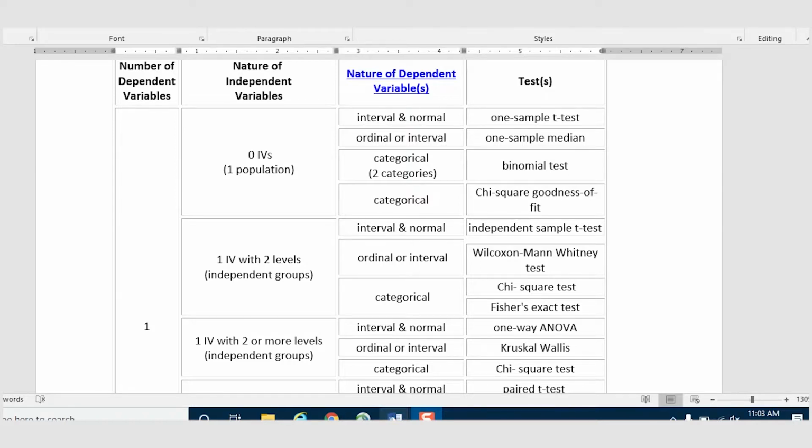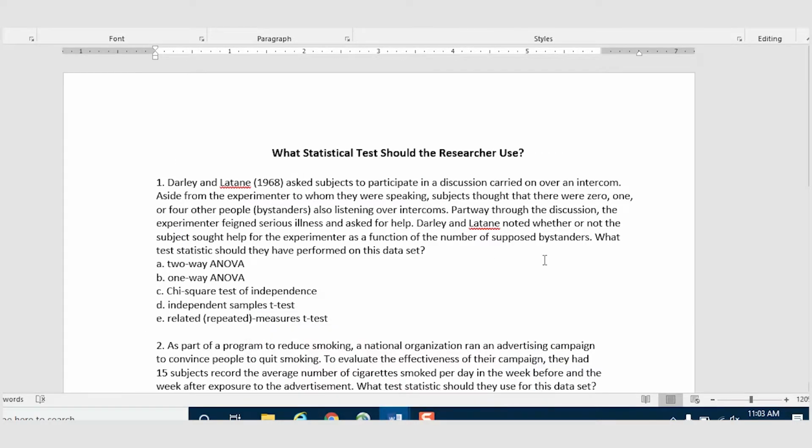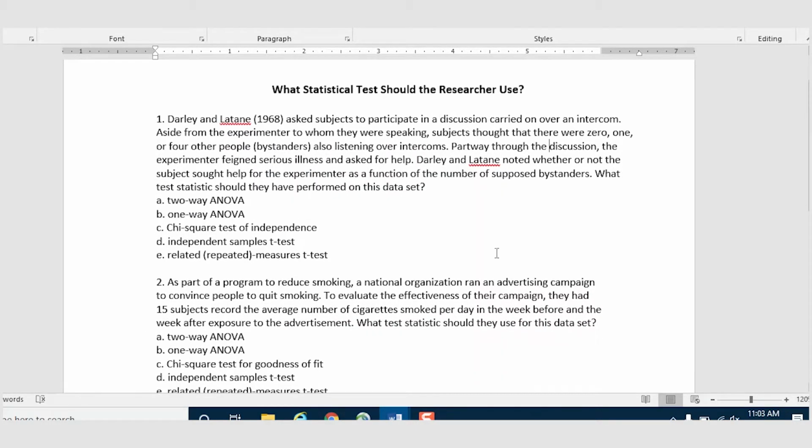So let's go through a couple examples with this. I'll walk you through this. For this first example, Darley and Latané asked subjects to participate in a discussion carried on over an intercom. Aside from the experimenter to whom they were speaking, subjects thought there was either 0, 1, or 4 other people, bystanders, listening over the intercoms. That's an important aspect here. Okay, so the bystander seems to be one of the independent variables, and there are 3 levels to that: either no bystander, 1, or 4. Partway through the discussion, the experimenter feigned serious illness and asked for help.